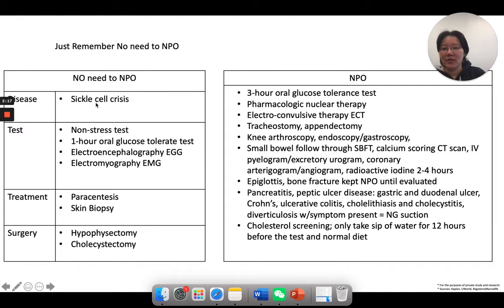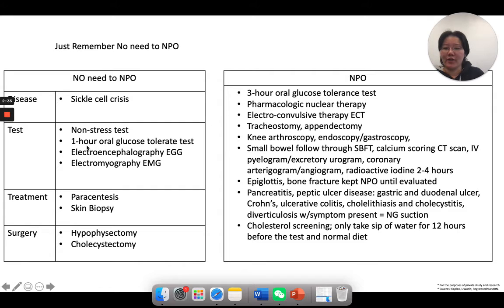For example, a patient in sickle cell crisis, stable, would like to eat something. In that situation, should we give or should we not give? In this situation, yes, no need to NPO, so they can eat and drink.